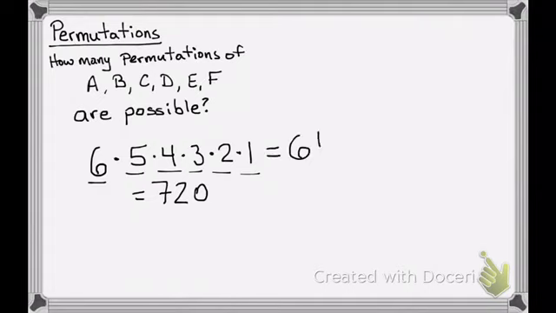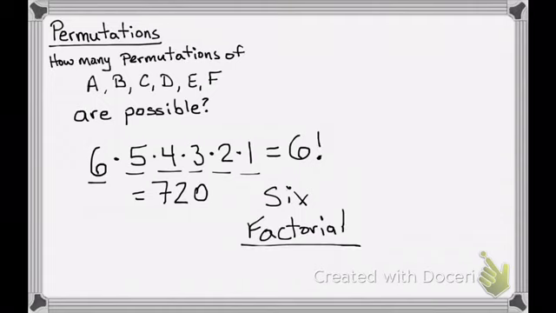We can write it as 6 with an exclamation point. Now, that doesn't mean we're all excited about 6. We state this as 6 factorial. That's what the exclamation point means in mathematics. When we see 6 factorial, it simply means you start with the number 6, and then you multiply by the next integer below it, 5, and then 4, 3, 2, 1, and that's it. You always stop at 1.